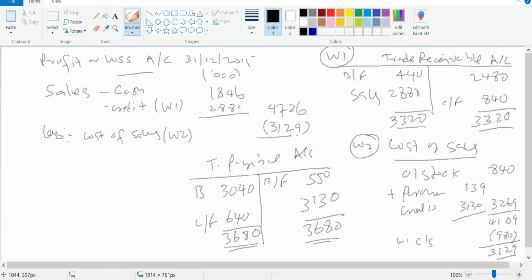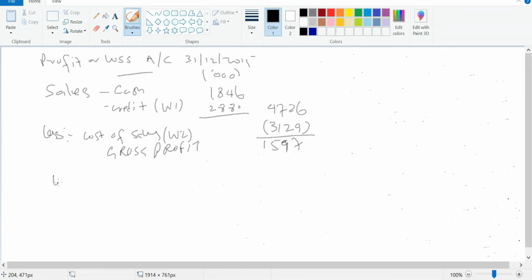So that will be your cost of sales, 3,129. And your gross profit will be 1,597. Okay, so up to gross profit we calculated. This is the gross profit. Let's move on to the other expenses.